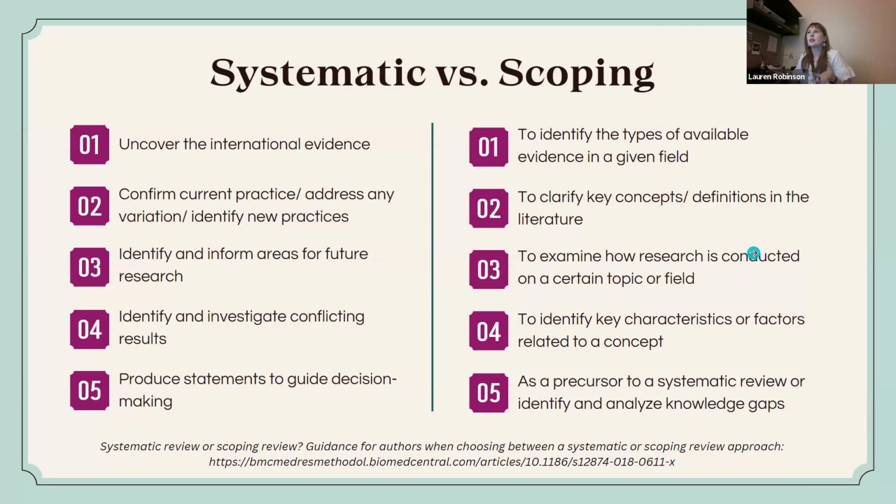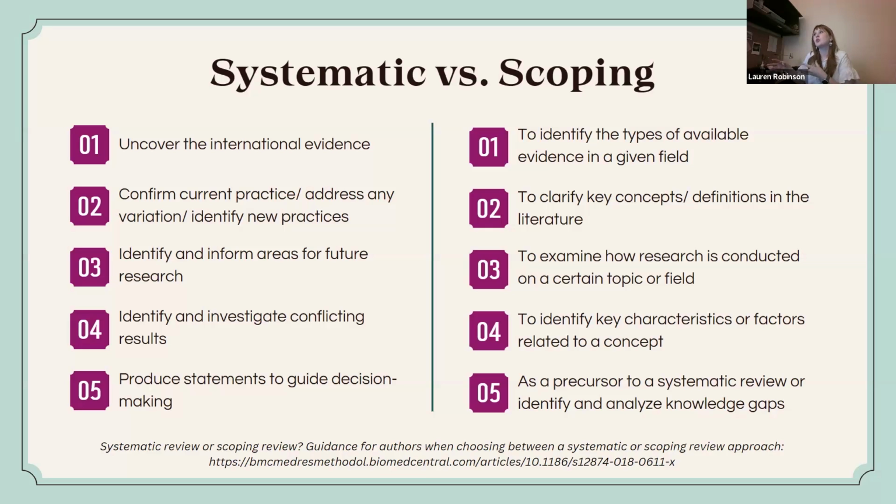So I want to talk a little bit about the difference. I've talked some about this throughout the presentation. The two most common reviews that we see people wanting to do are systematic and scoping. Systematic reviews uncover international evidence, confirm current practice, address variations, and identify new practices. They identify and inform areas of future research, identify and investigate conflicting results, and then produce statements or guidelines for decision-making.